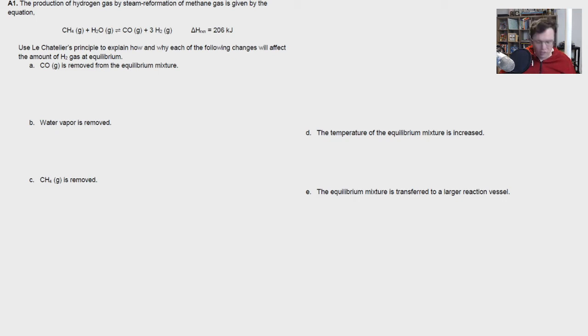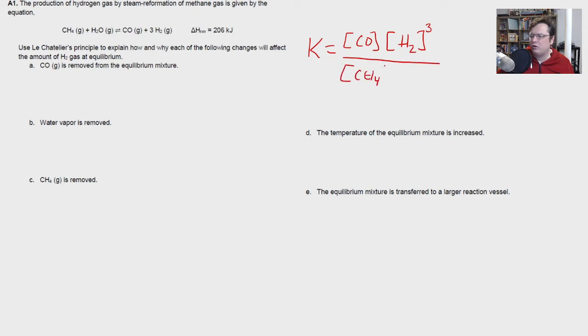And so the easiest way to approach it is to write out the equilibrium expression. In this case, K is going to be equal to the concentration of CO gas, and then the concentration of H2 gas to the power of 3, because it has a coefficient of 3, divided by the concentration of CH4 times the concentration of H2O gas. So all of them are gases. H2O is not a liquid in this case. If it was a liquid, it wouldn't be included in the equilibrium expression.